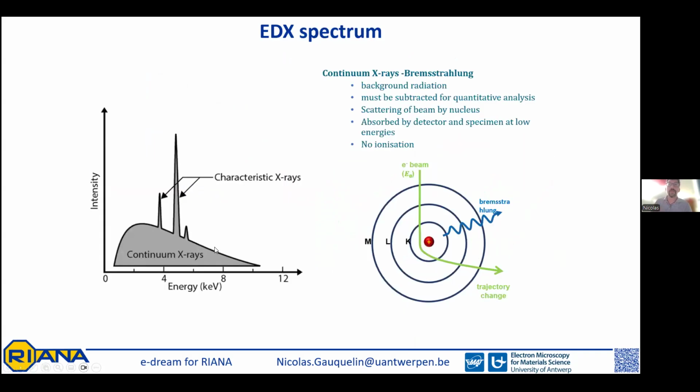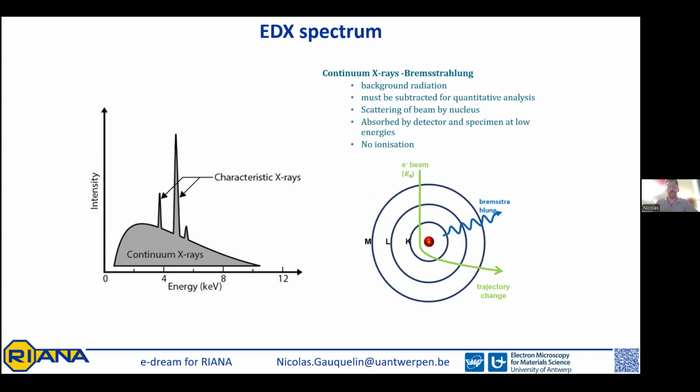What is the EDX spectrum? The spectrum that you get is based on two parts: the continuum X-rays and the characteristic X-rays. The continuum X-rays, also called Bremsstrahlung, are a background radiation and must be subtracted for quantitative analysis. It's due to the scattering of the beam by the nucleus, like you see here, which is absorbed by the detector and the specimen at low energy.